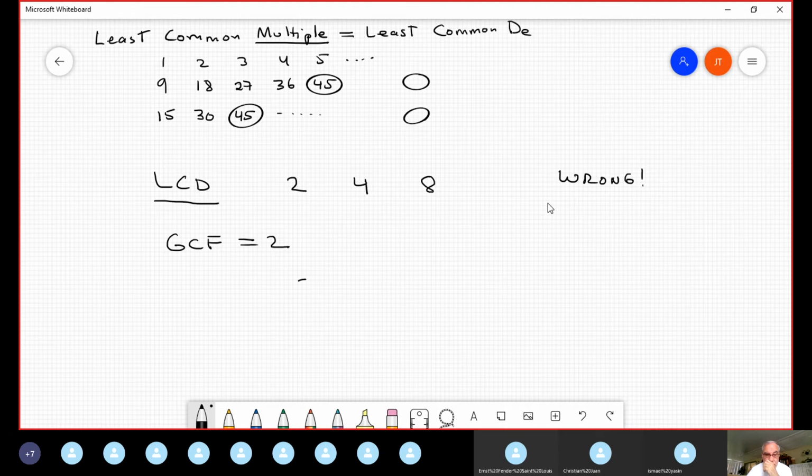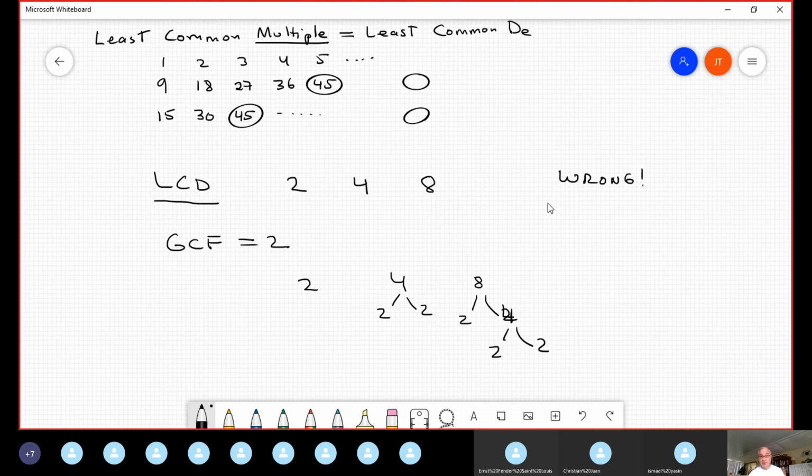Look, I take 2, I take 4, I take 8, and I do the factorization. 2 is prime, impossible to break down. 4 is 2 times 2, and 8 is 2 times 2 times 2. This is the factorization of the numbers given. Now I follow the rule. When the factor is repeated, you take the majority.